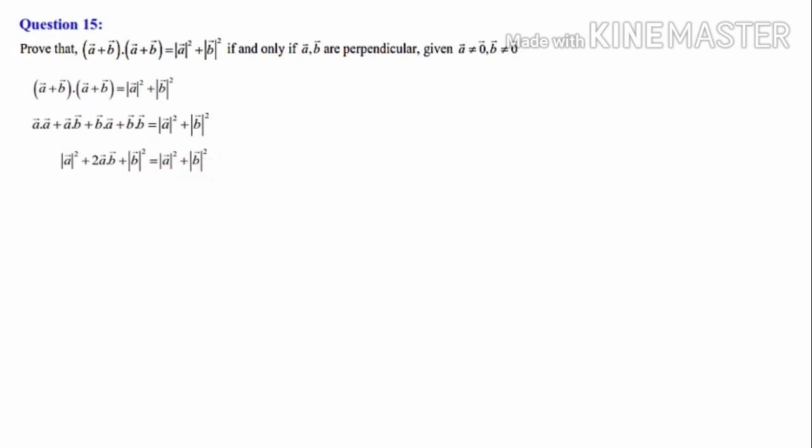Both will be cancelled and we will get 2 into A dot B is equal to 0. That is A dot B is equal to 0. This is the statement we have got. A dot B is 0, in the sense we can come to the conclusion that A and B are perpendicular. So A and B are perpendicular.